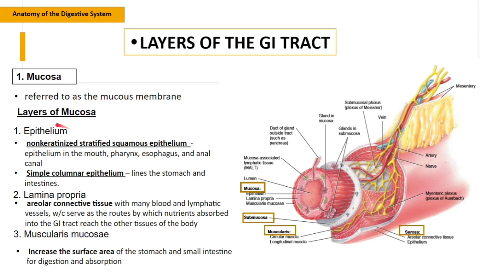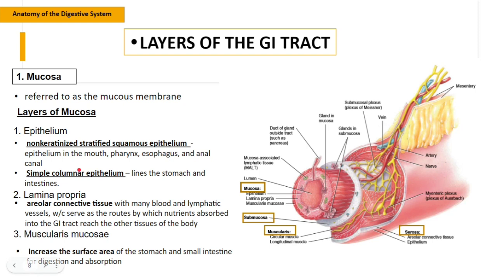Okay, so the first layer of your mucosa, let's try to look at this illustration. The first layer is your epithelium, which can either be non-keratinized, stratified, squamous epithelium, or a simple columnar epithelium. This will vary depending on the location. I repeat, the first layer of the mucosa of the GI tract is the epithelium. It can either be non-keratinized, stratified, squamous epithelium, or a simple columnar epithelium. This will vary depending on the location.